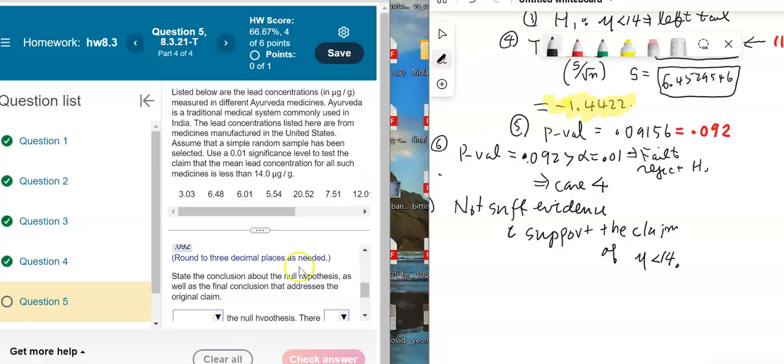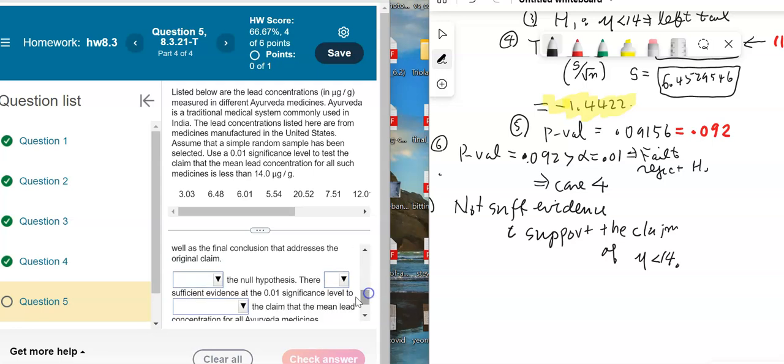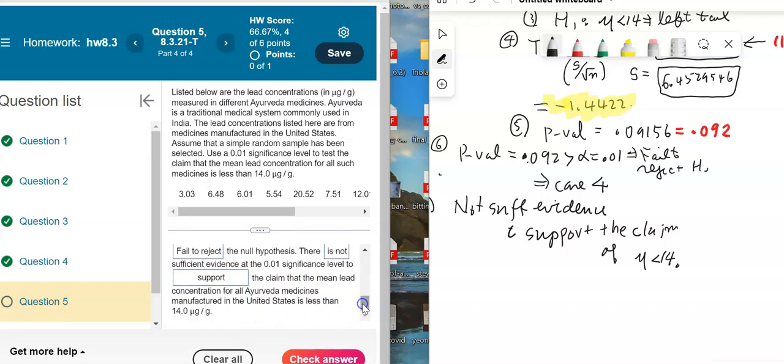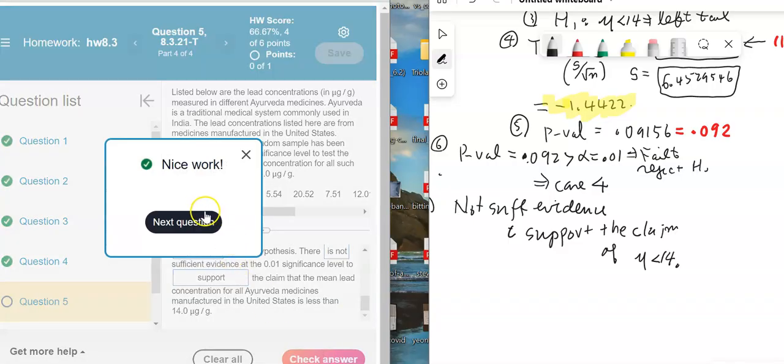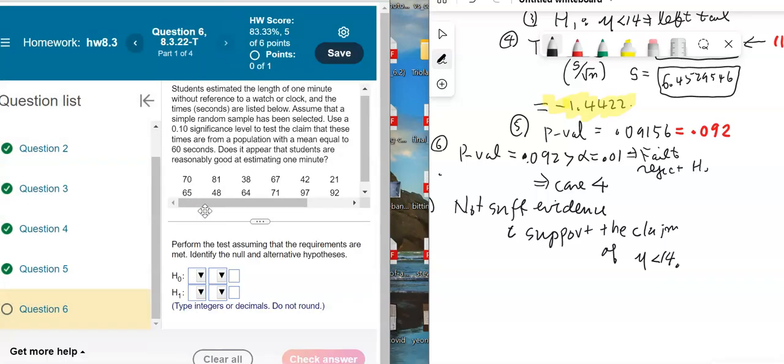So now, let me finish it. You're going to fail to reject. There is not sufficient evidence to support the claim that mu is less than 14. Okay. All right. Is that okay?